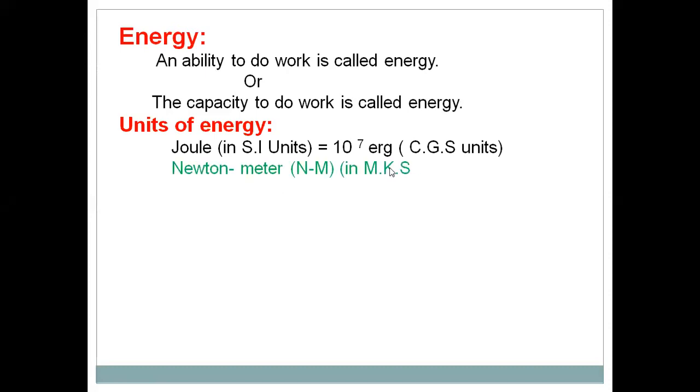Of course, in the MKS system of units, we can write Newton meter is the unit of energy, because energy is a part of work. Work is equal to force into displacement; force units are Newton, displacement is meter. So Newton meter is the unit of energy in the MKS system of units. From this, 1 erg is equal to 10 to the power minus 7 joule.